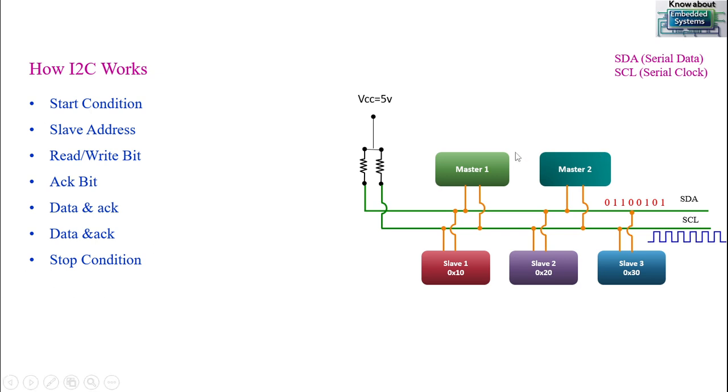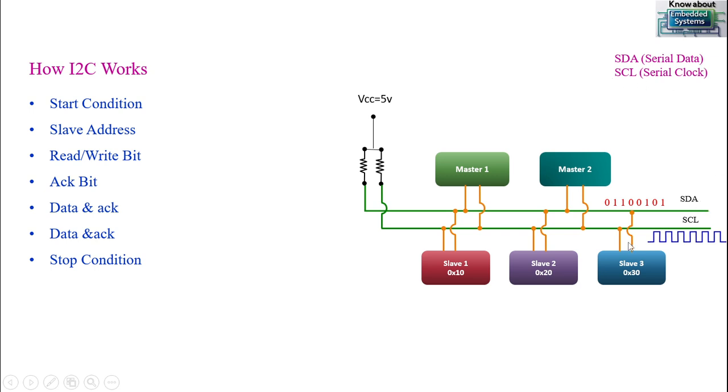Already I told you, I2C is a multiple master and multiple slave communication protocol. It supports multiple masters and multiple slaves that you can connect. And I2C is just two wires, as I told you. One is SDA and one is SCL. Here you can see I have given the expansion for SDA and SCL. SDA stands for serial data and SCL stands for serial clock.